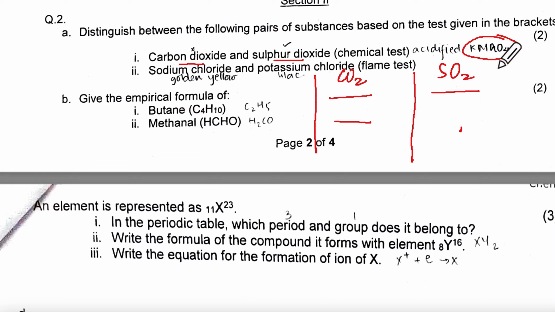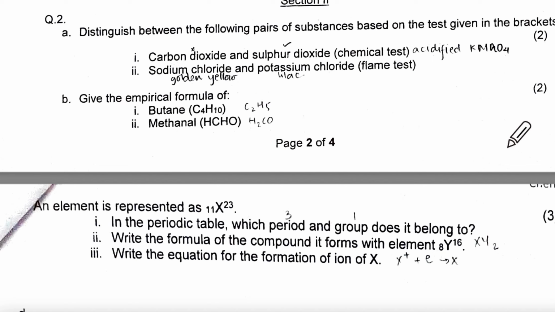Isn't it repetition? Tell me which other test I can use: acidified K2Cr2O7. But what will I write over here? Bubble each of this gas and this gas through this. What will I get for CO2? No change. Okay. But for SO2 what I'll get? The orange solution turns clear green. Can we?